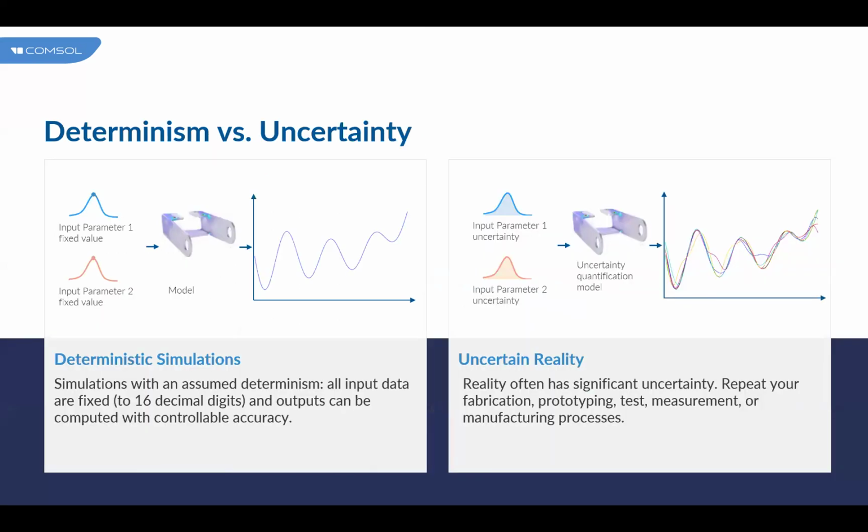In the world of simulations and real-world processes, we often distinguish between determinism and uncertainty. Deterministic simulations operate under the assumption that all input data are fixed, often to 16 decimal digits in a computer. This means that given the same inputs, the model will always produce the same output with controlled accuracy. These simulations help engineers design and optimize systems with high precision. A typical finite element model is a good example of deterministic simulation.